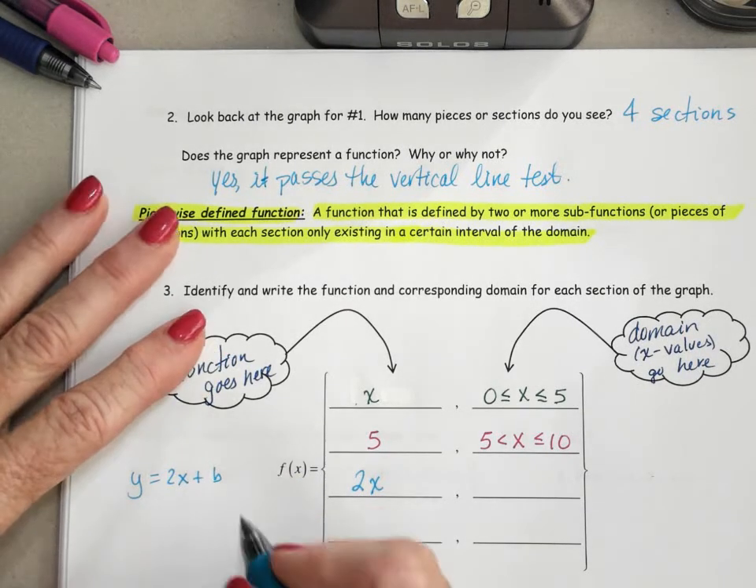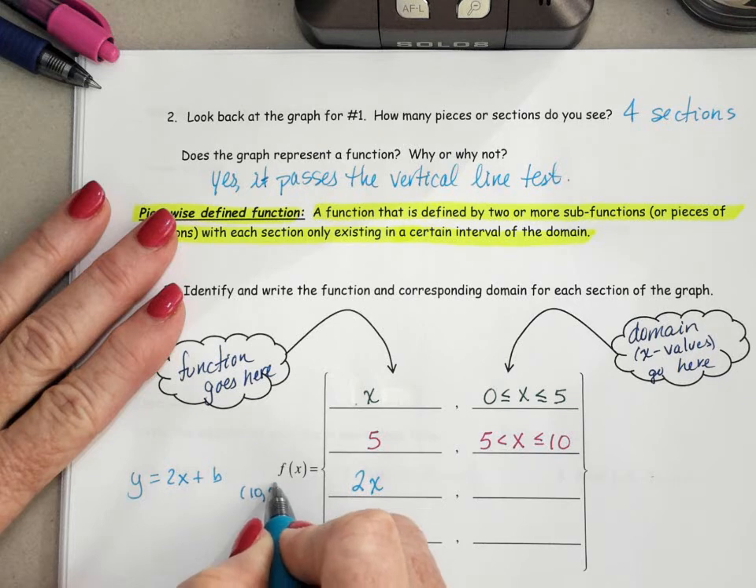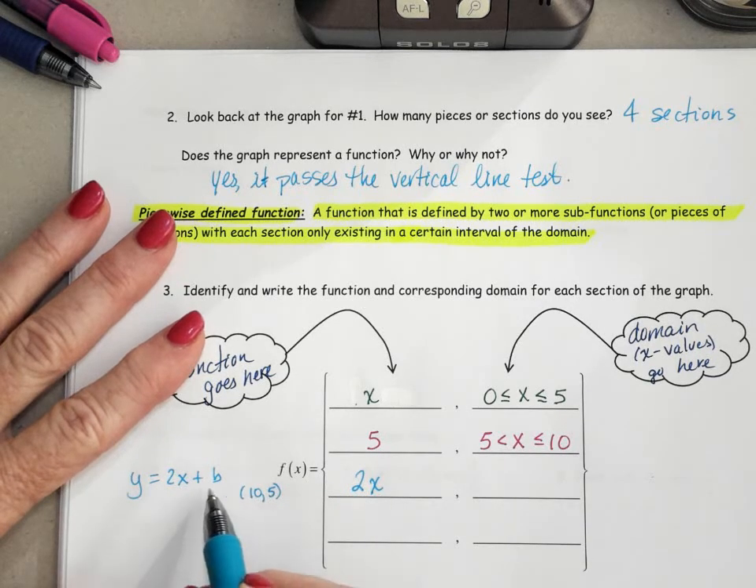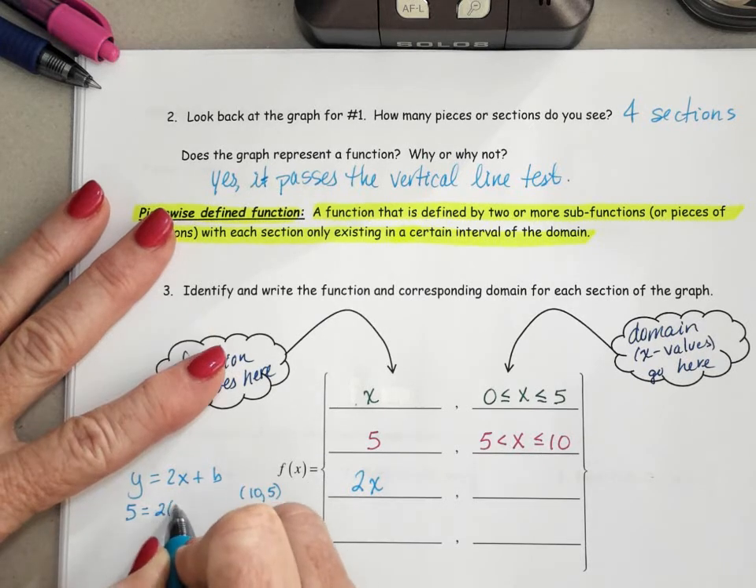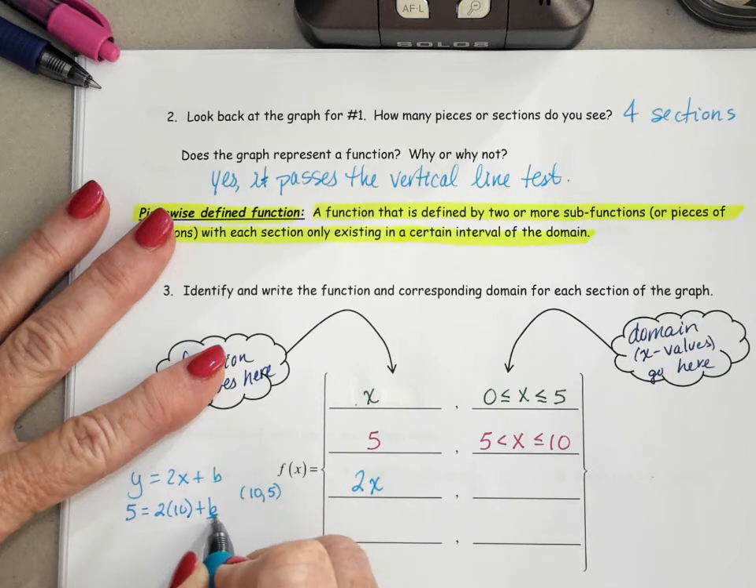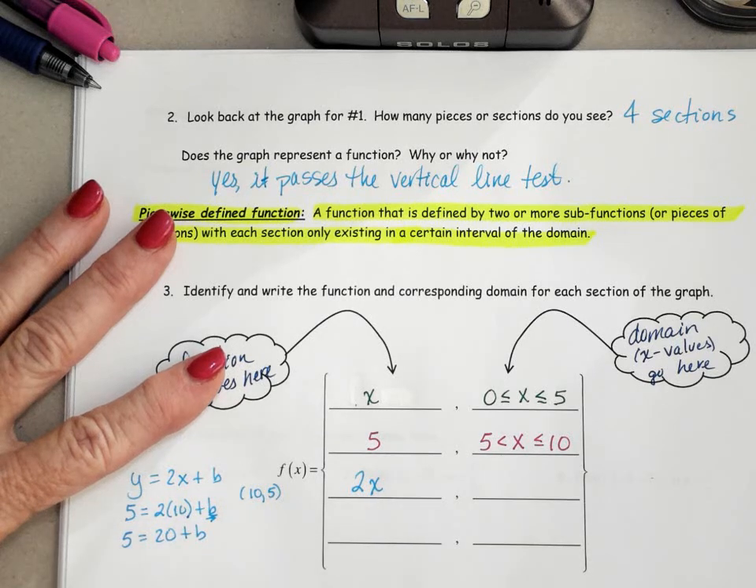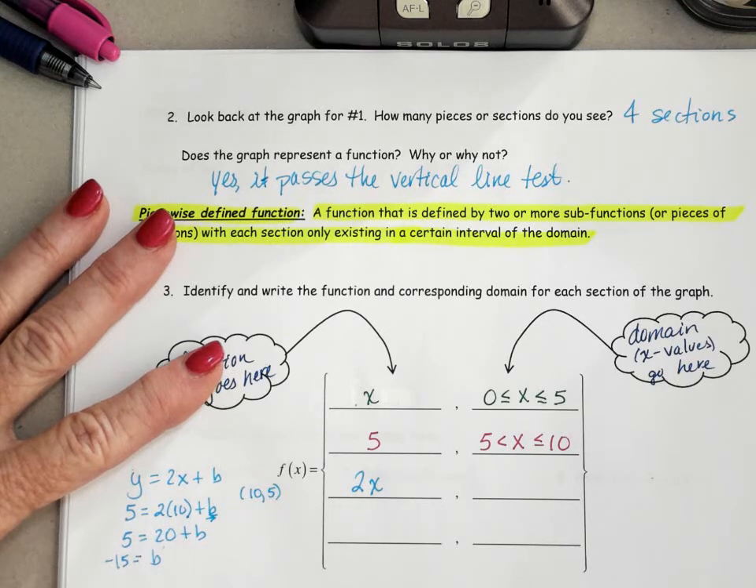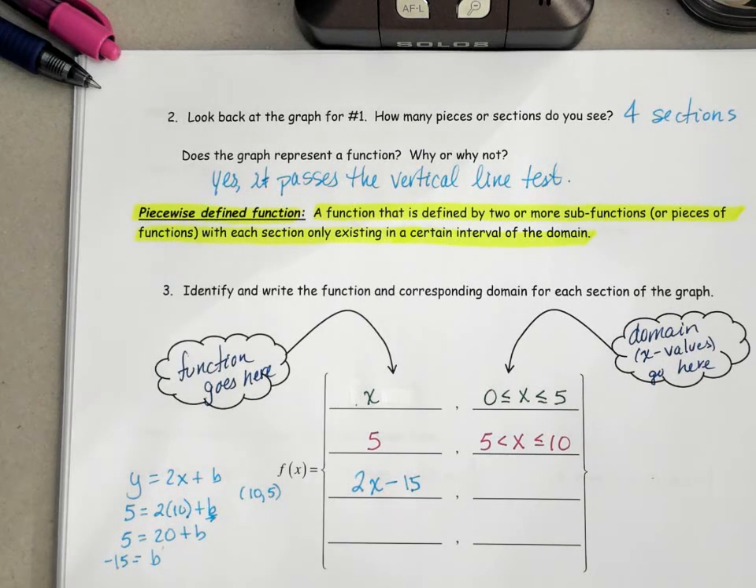That, whoops, can you see? Yeah, that b. And I know that the point 10, 5 will work. So I'm going to plug the 10 in for the x and the 5 in for the y. 5 equals 2 times 10 plus b, and I'm trying to figure out what that number is. This is 5 equals 20 plus b. And if you subtract that 20 from both sides, you'll get b is negative 15. So that means that this is 2x minus 15. If that's tough for you, we're going to do another one in a minute. So hold on a second, and we'll redo another one.